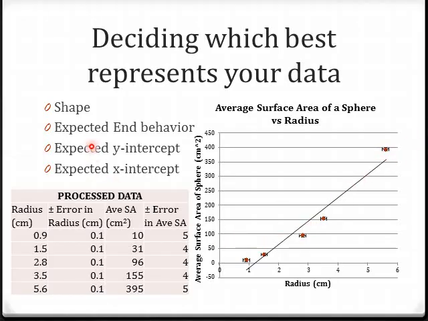Also, look at the expected y and x intercepts. For this, if the radius goes down to 0, I would expect that the surface area should also be 0. So that means that my x and y intercepts should be 0. That's what I would expect to see. So whatever equation I try and fit to my data should meet these general things. It should be a curved up shape. It should have an end behavior where it keeps on going to infinity in both directions, x and y, and it should have a 0, 0 intercept.